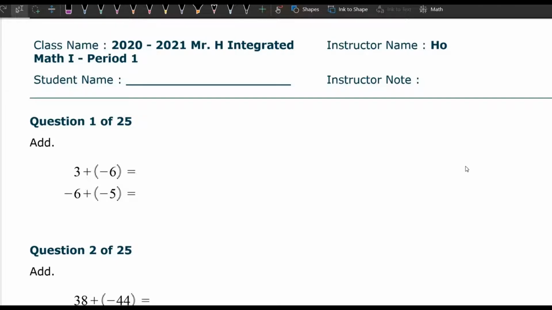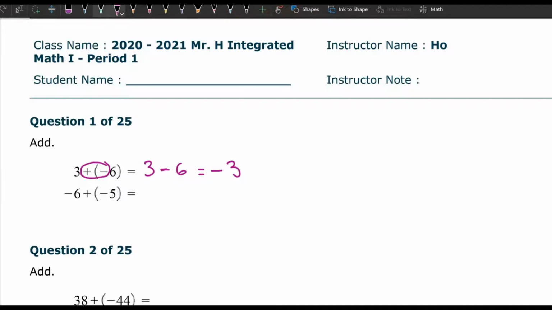Okay, we're going to look at question number 1. You have 3 plus negative 6. It's a quick review on this one. Do you remember that positive times negative is negative? So this one basically is 3 minus 6. With the opposite signs, you're going to subtract. That will give you 3. And since 6 is the bigger number and it's negative, your answer is negative 3.